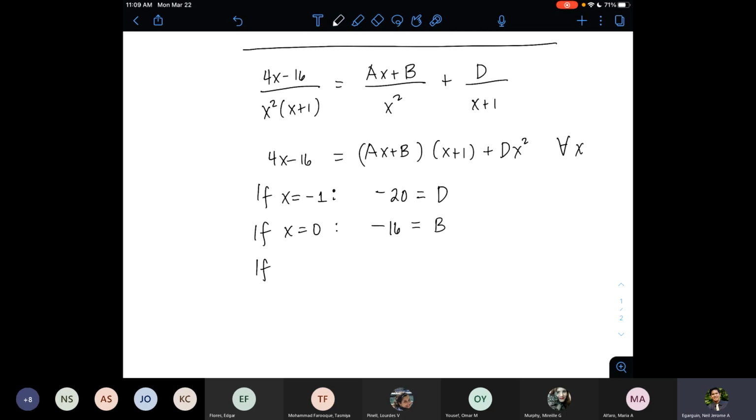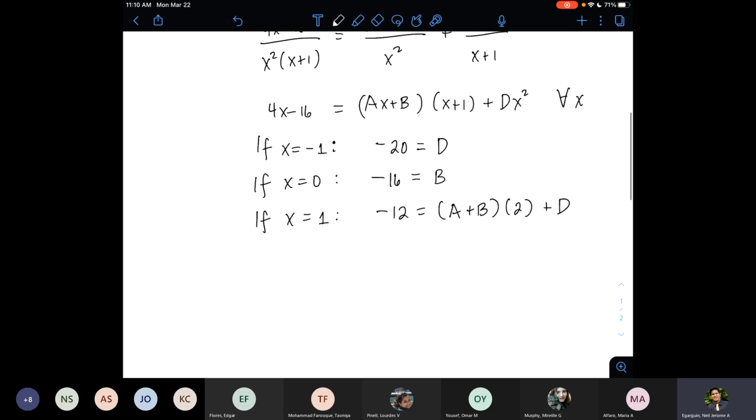So you can just give any arbitrary value of x you want and then use the previous values that we already know. So for instance, here I can let x be equal to 1, plug 1 into both sides of the equation. So we get 4 minus 16, so that's -12, equals, plug in 1, so I'll have a plus b times 2 plus d, all right? Then plug in the known values. We already know what b and d are, so I'll use their computed values here. So I'll have a minus 16 times 2 minus 20, okay?